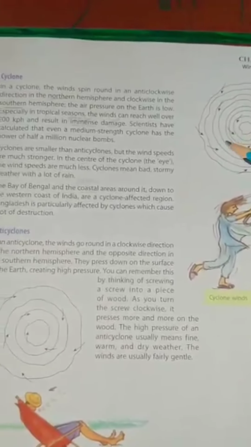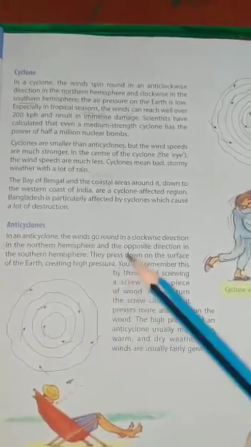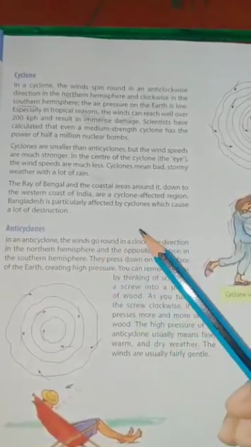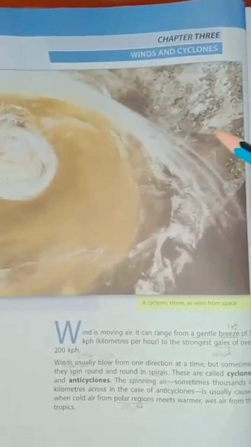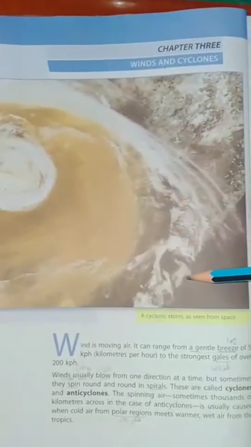Now this picture is a cyclone and this is an anticyclone. Okay? Cyclones are smaller than anticyclones. Now here we have a picture. This picture is a cyclonic storm as seen from space. Now these cyclones are seen from space, how they look on the earth.